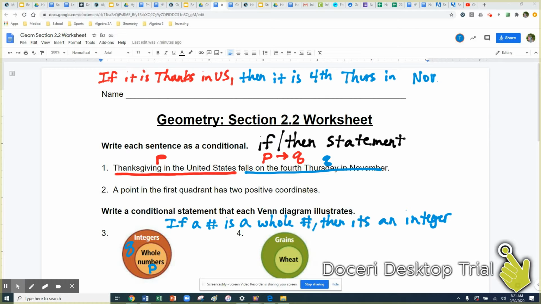The second one, the same thing. My wheat would represent my hypothesis. The grains is going to represent my conclusion. If a plant is wheat, then it's also a grain. That would be my statement.